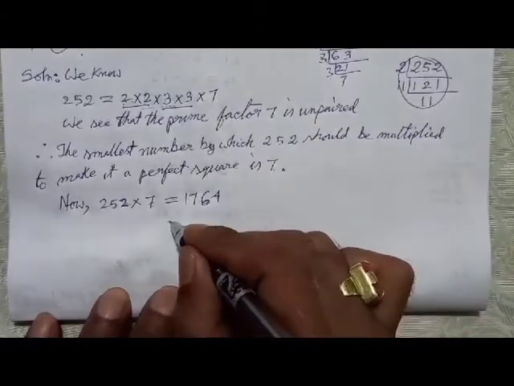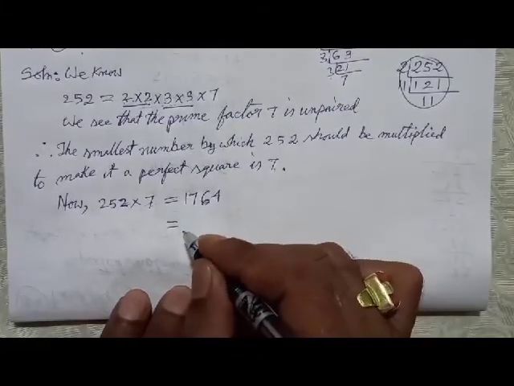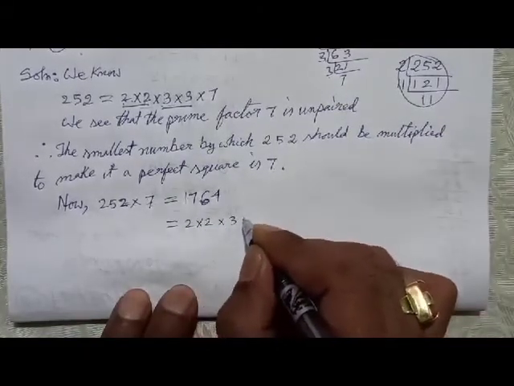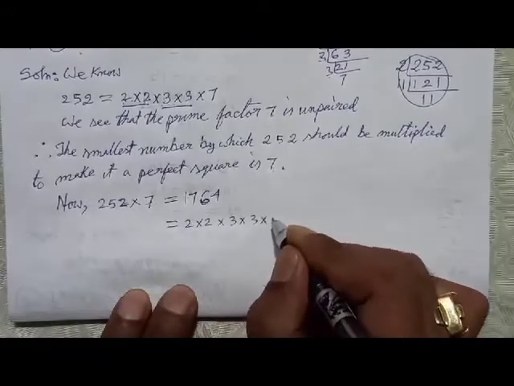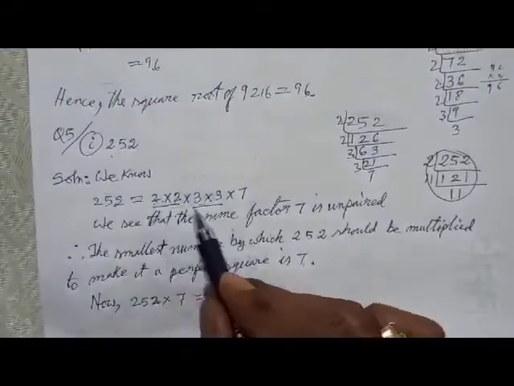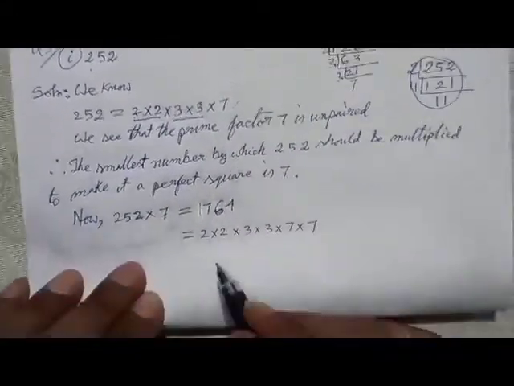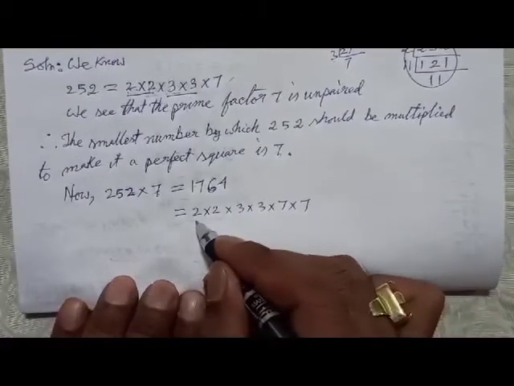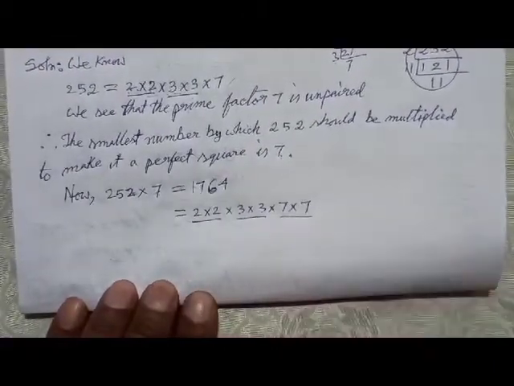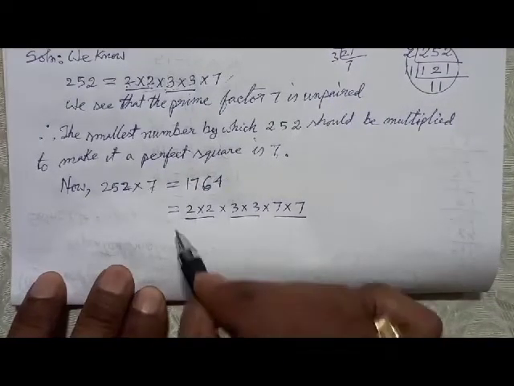And if we try to find out the factors of 1764, now the factors will be 2 into 2 into 3 into 3 into 7 into 7. In this factor, we are going to multiply another 7. Then this number is getting, now 7 is in pair, 3 is in pair, and again number 7 is in pair. Next is we have to try to find a square root of this number.